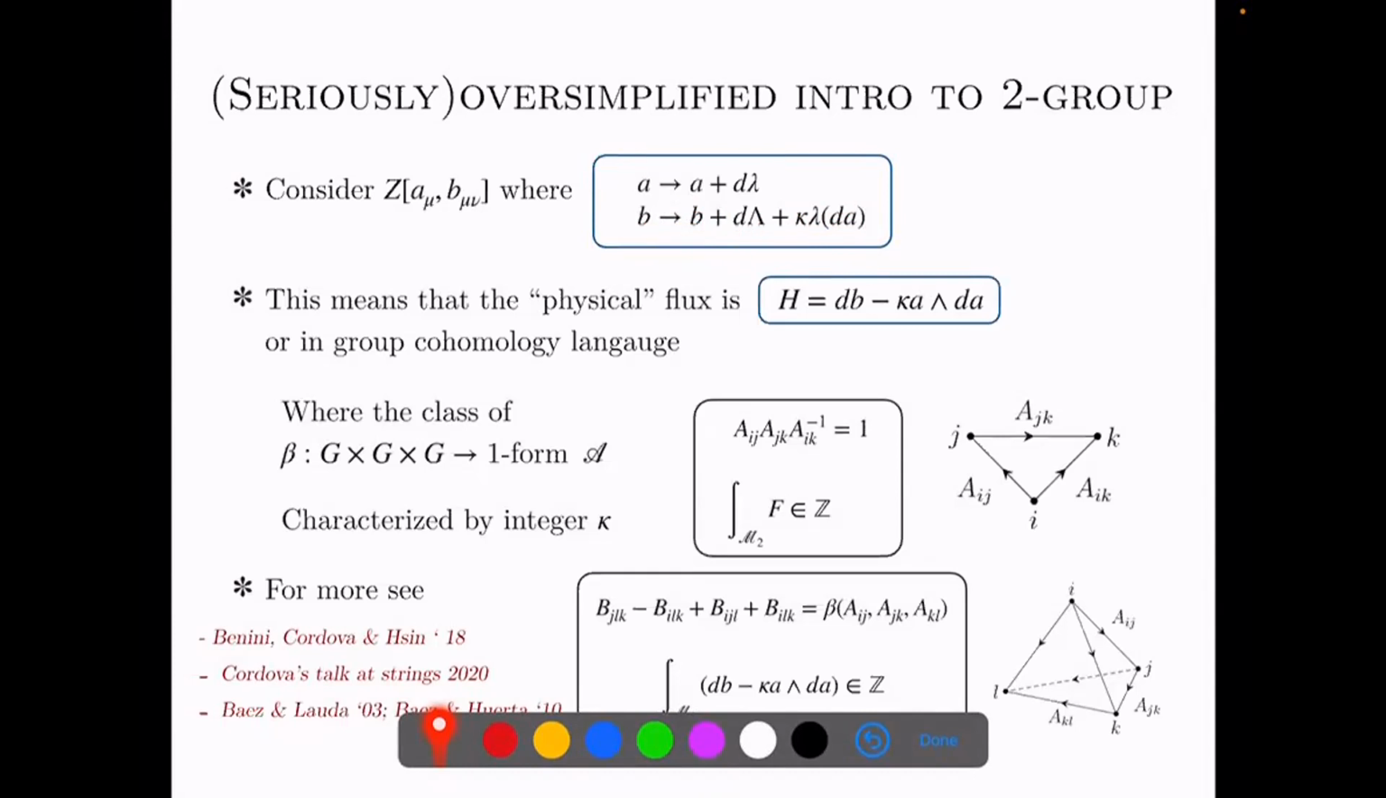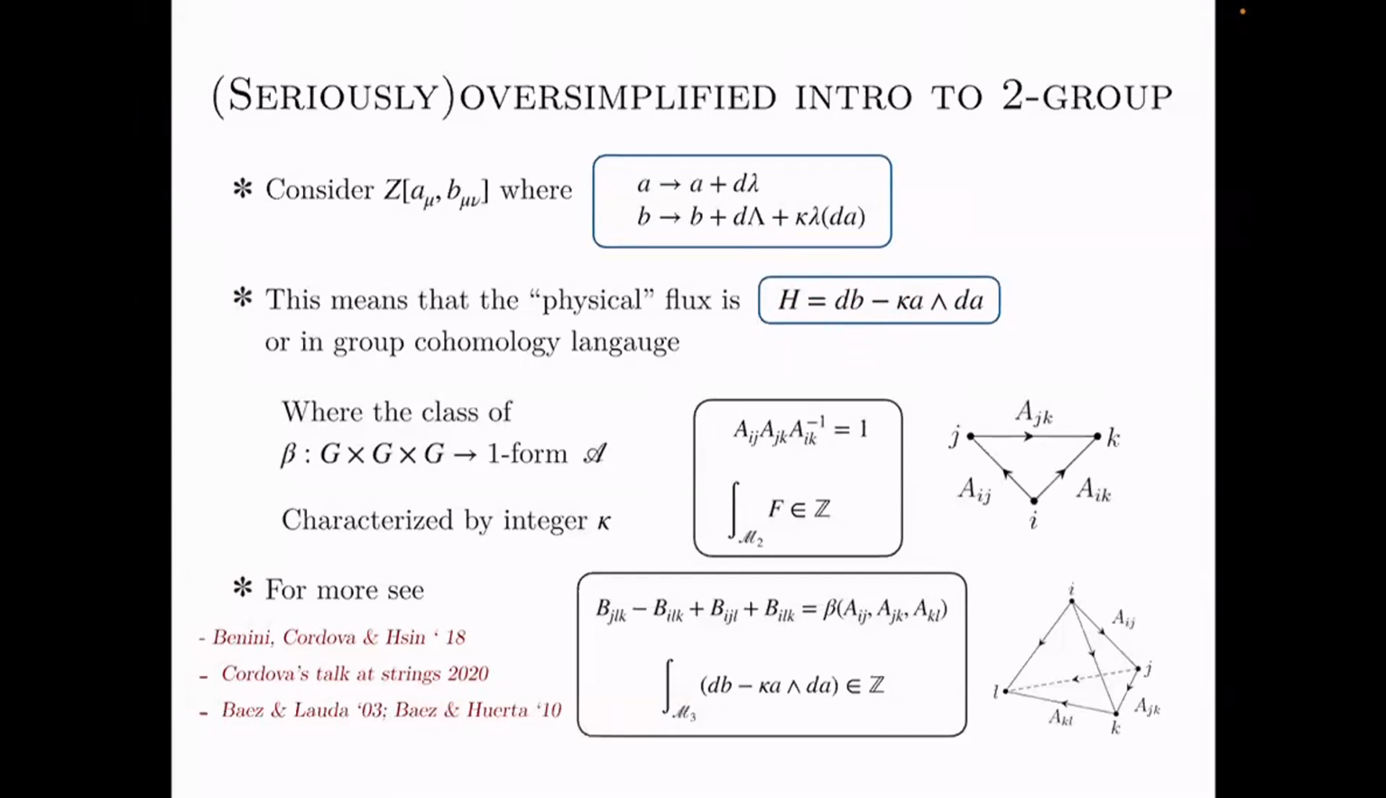So this means that the physical flux that you can define is this field strength H, which is dB subtracted by the Chern-Simons three-form. This coefficient K here has to be an integer, because if I want this flux to be quantized, I can integrate this over a three-surface, and for this whole thing to be well defined, because Chern-Simons integrated on the three-surface is an integer, this piece has to be an integer too.